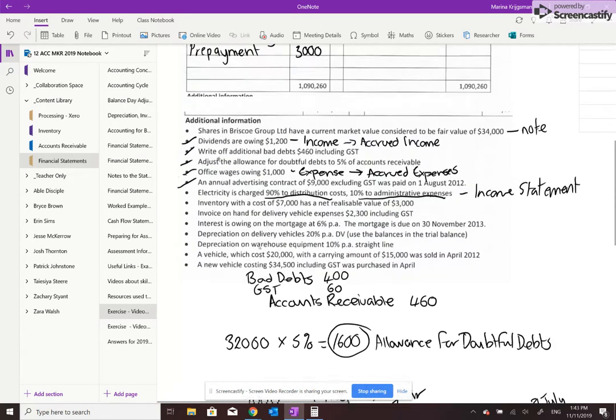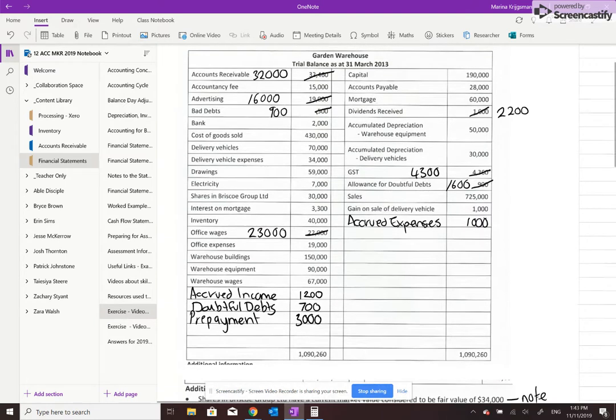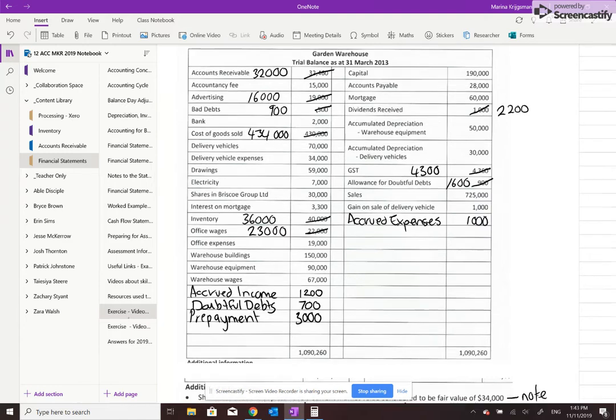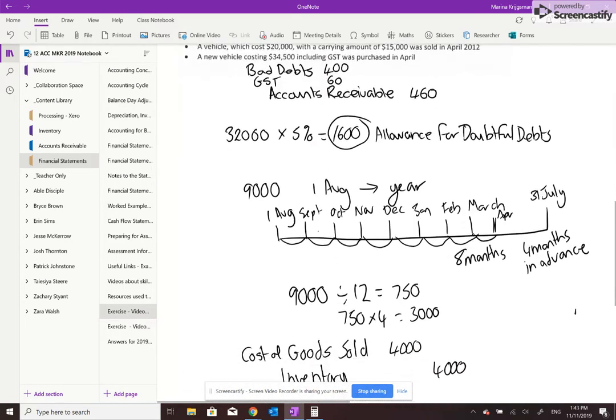Okay, so this happens because it may no longer be fashionable. It might have got damaged. So our inventory is going to go from 40,000 to 36,000, and our cost of goods sold is going to have an extra 4,000. Okay, just check that we did that right.